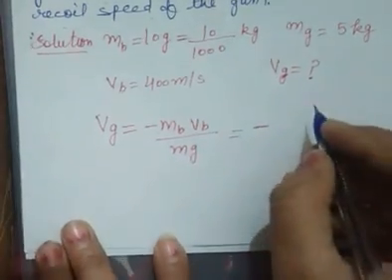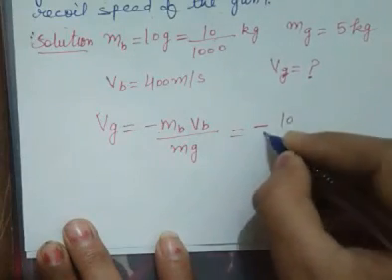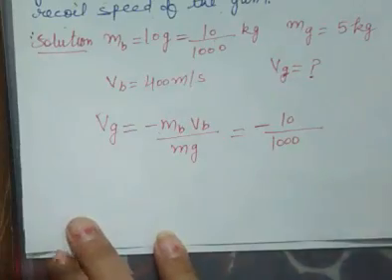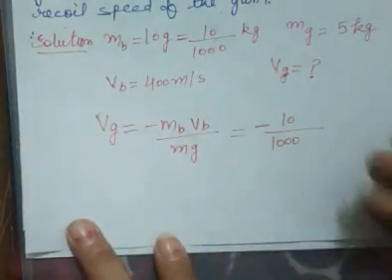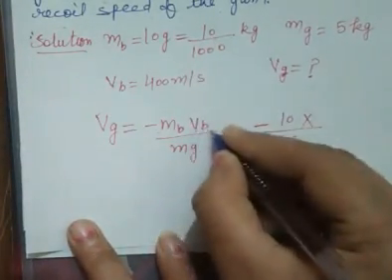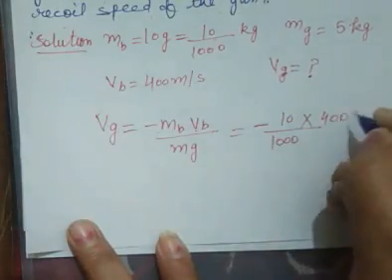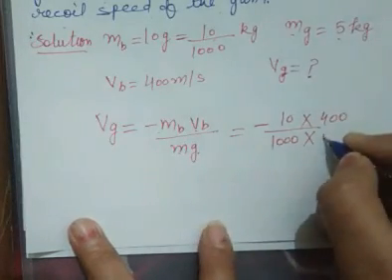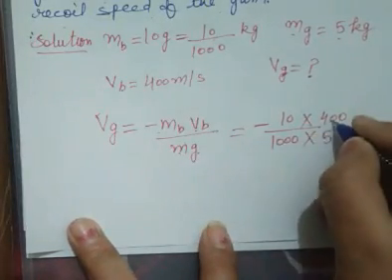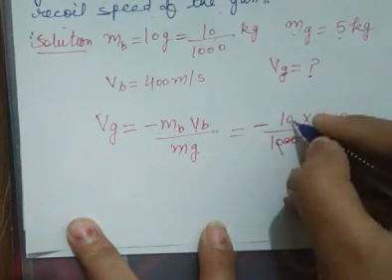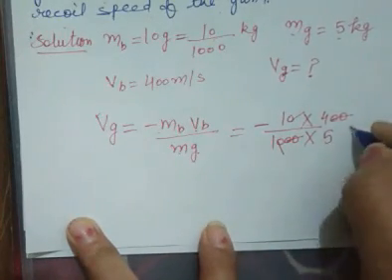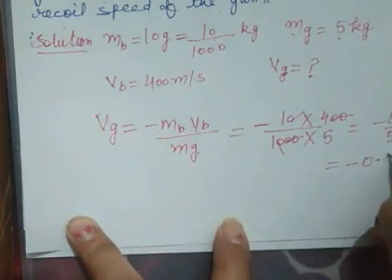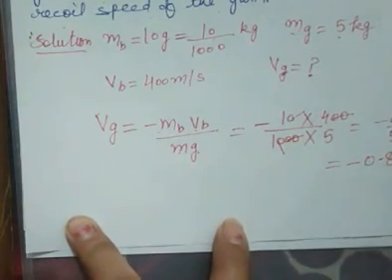What is mb? Mass of bullet. That is 10 upon 1000. So as to remove any type of confusion, I have not converted into decimal form. What is velocity of bullet? That is 400. What is the mass of gun? Mass of gun is 5 kilogram. 20 cancel with 20, 10 with 10. It is 4 by 5. So minus 4 by 5, that is equal to minus 0.8 meter per second.